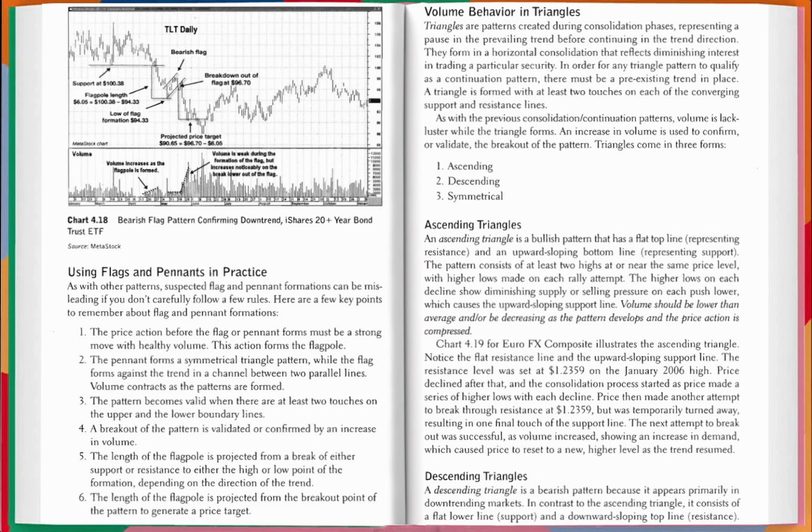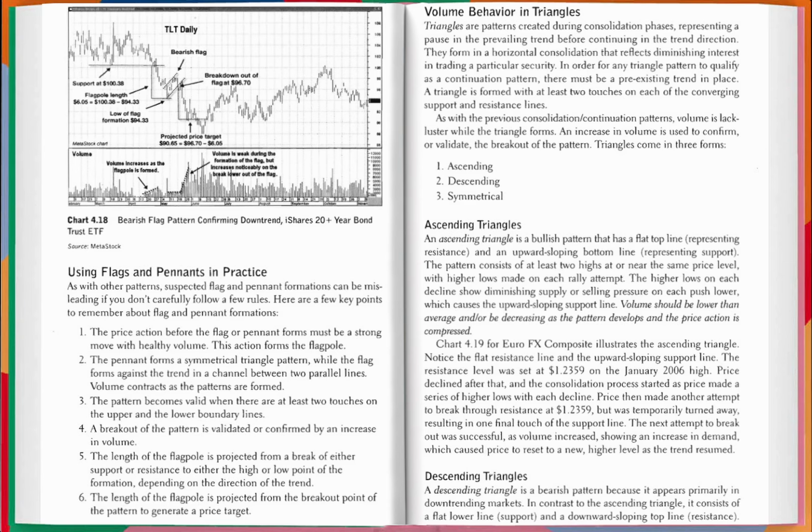3. The pattern becomes valid when there are at least 2 touches on the upper and the lower boundary lines. 4. A breakout of the pattern is validated or confirmed by an increase in volume. 5. The length of the flagpole is projected from a break of either support or resistance to either the high or low point of the formation, depending on the direction of the trend. 6. The length of the flagpole is projected from the breakout point of the pattern to generate a price target.